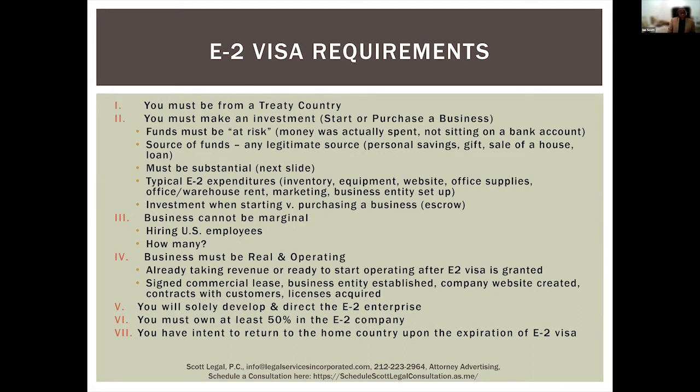I mentioned at the beginning that an E2 visa can be obtained by either starting a business, which we do a lot of, but also purchasing a business. If someone wants to purchase a restaurant, for example, or an existing business, you want the business to be profitable and to have employees, maybe the equivalent of 3 full-time employees. And one of the aspects that you can look at if you are purchasing a business is, instead of giving the seller all of the money up front, you can enter into an escrow arrangement.